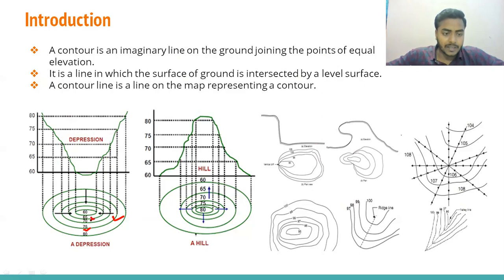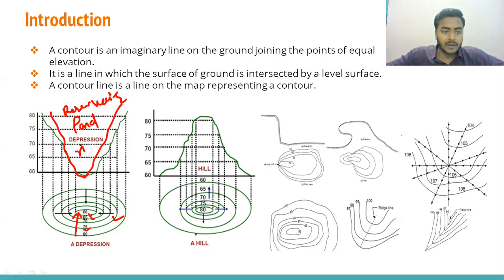Next line is showing 70 meters, 65 meters. So you can see from that reading that the elevation is decreasing towards the center. It means it is showing a depressed section. That can be a pond, that can be a reservoir.